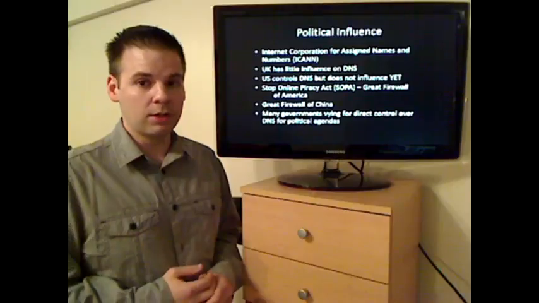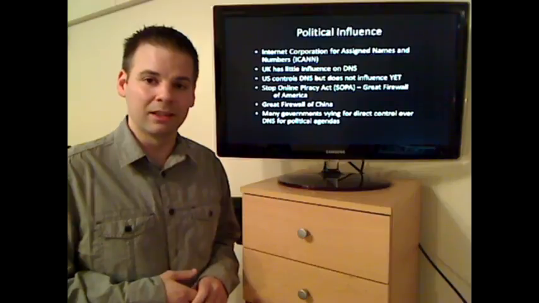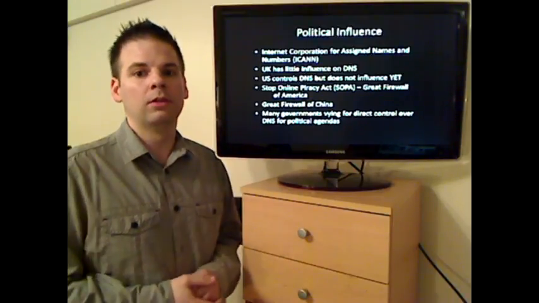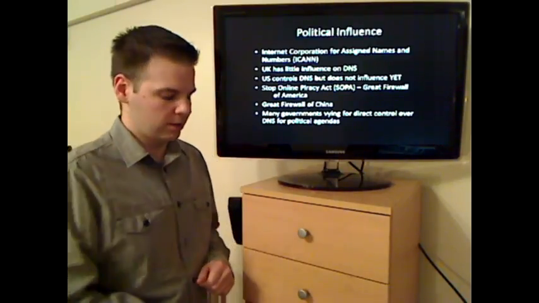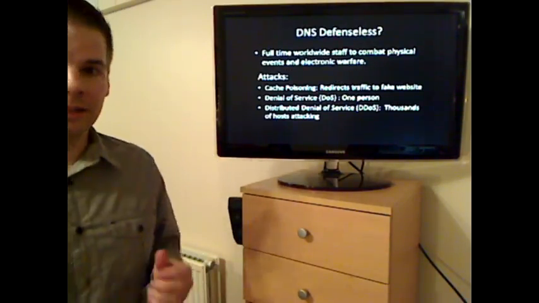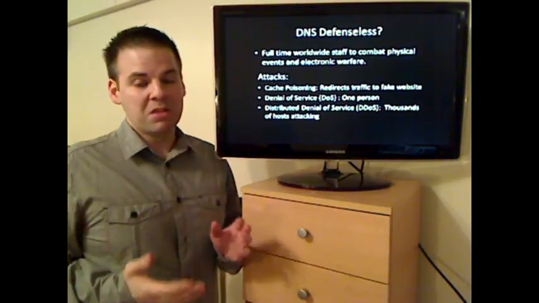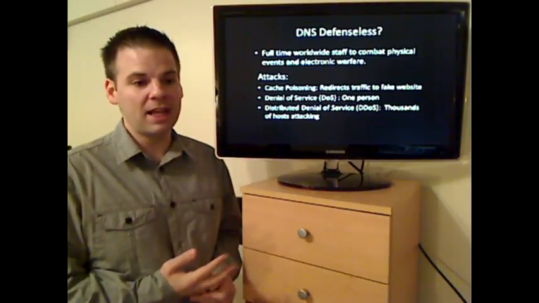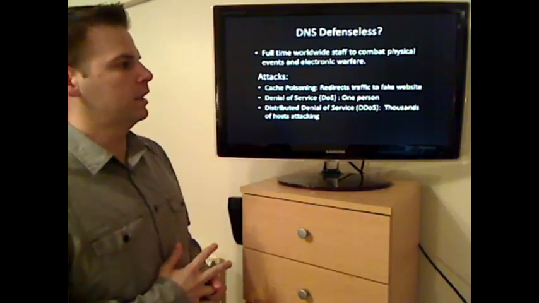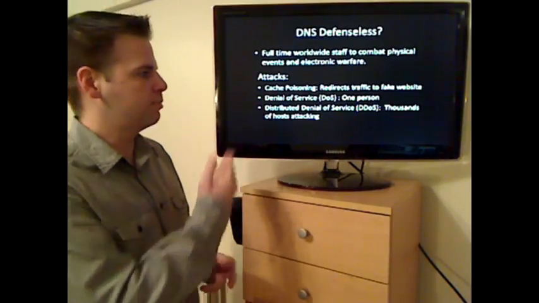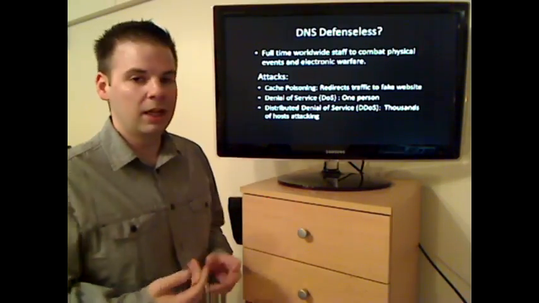Many other governments are also vying for direct control over the DNS to basically be able to do the same thing legally. They want to be able to stop certain websites, they want to stop domains from existing so that they can exert control. Now, is the DNS defenseless against other things besides the politics? Yes and no. There's a full-time staff to be able to combat physical events and electronic warfare. Some of these electronic warfare things are attacks, such as cache poisoning, denial of service, distributed denial of service, and many other things.